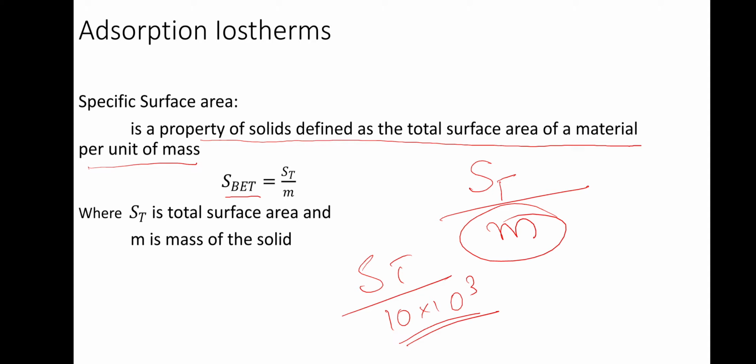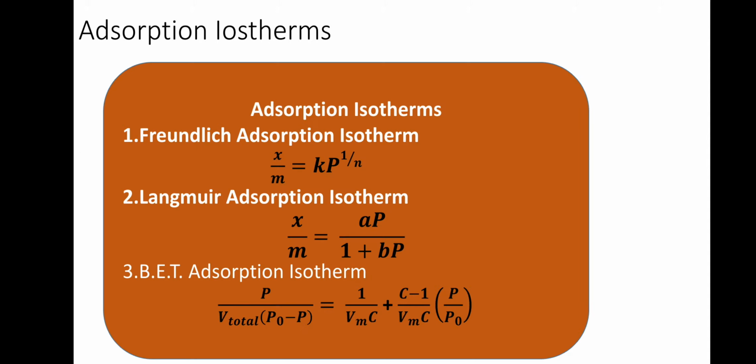So application one, it is very, very important. So those are the 3 isotherms. One is the Freundlich isotherm: X by M is equal to K into P raised to 1 by N. N and K are constants.